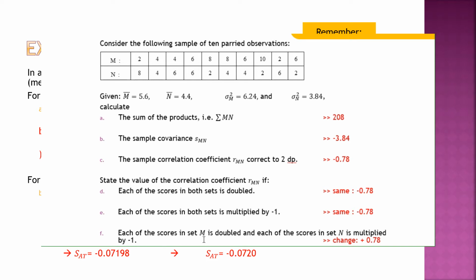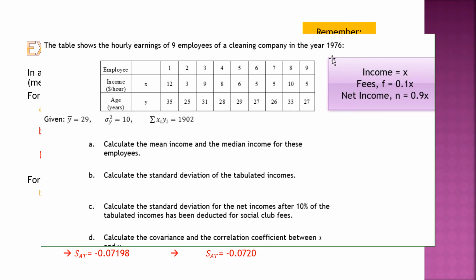Each of the scores in sets M and N is multiplied. Okay, M is multiplied by 2, N is multiplied by -1. It doesn't matter if the values are multiplied differently. Let's say M with 10, N with -2. Doesn't matter. It's just that one is positive, one is negative. Your R will change sign. That means if it was originally negative, now it will change to positive. It won't change in value, only the sign will change.